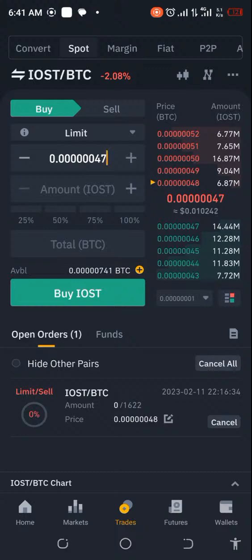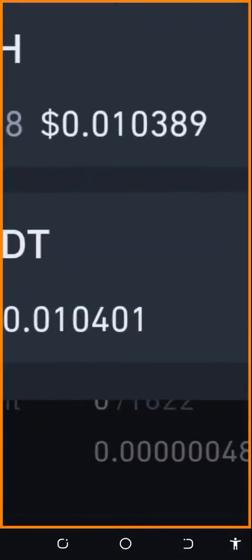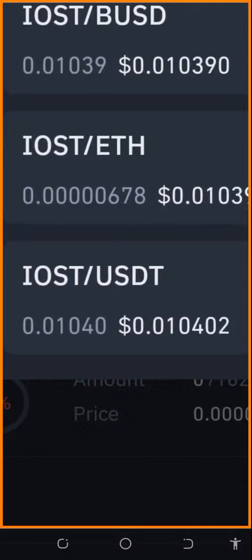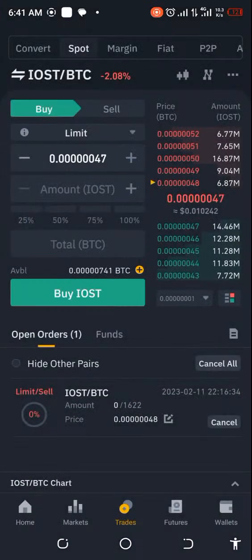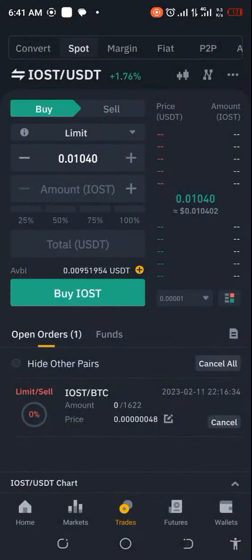Okay, so let me go check the compare markets and see. Yeah, look at it. IOST USDT is actually 0.0104. So at this time, we can actually employ the boomerang strategy where we'll do the sellback strategy. We'll just try and check it and see if this is going to give us some profit. So let's put it there and simulate first.